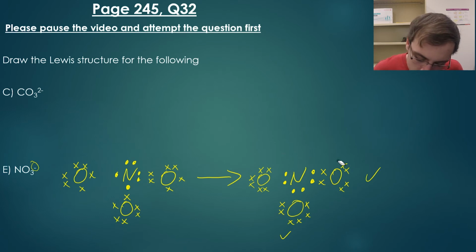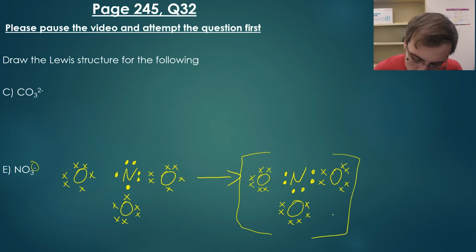So again, after drawing this Lewis structure, put a square box and put a negative symbol, again, to show that this compound has 1 extra electron.